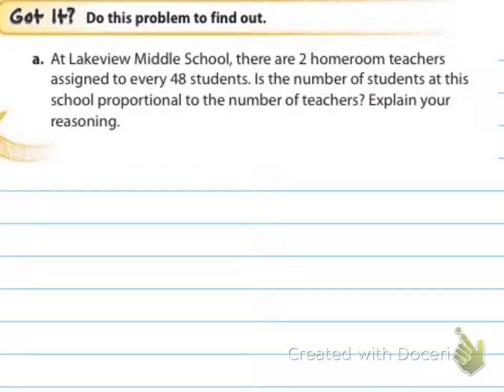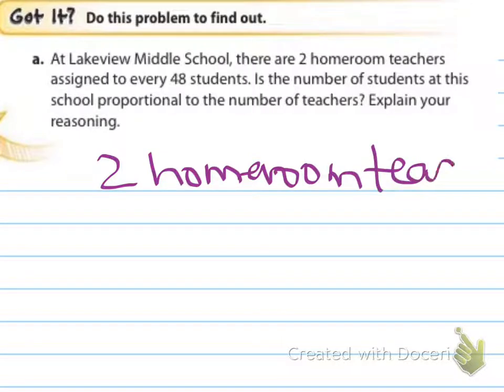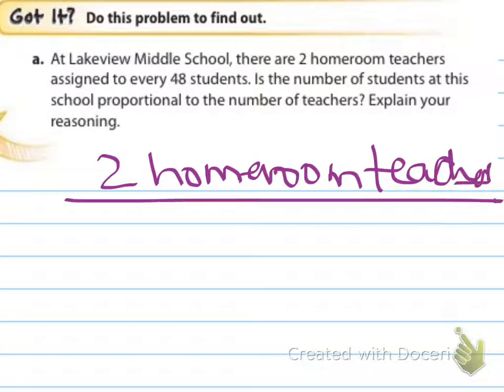So this example, it says, at Lakeview Middle School, there are 2 homeroom teachers assigned for every 48 students. Is the number of students at this school proportional to the number of teachers? Explain your reasoning. So if they're telling me that for every 2 homeroom teachers, there are 48 students, we can set this up as a ratio of 2 homeroom teachers for every 48 students.